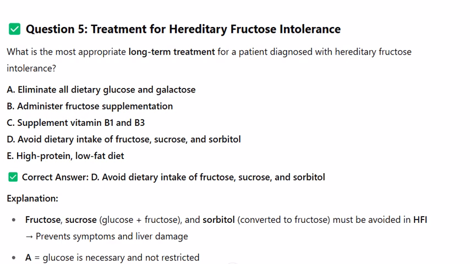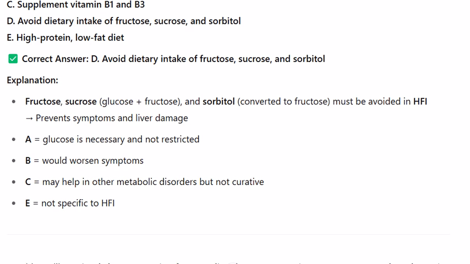Explanation. Fructose, sucrose, which is glucose plus fructose, and sorbitol, which is converted to fructose, must be avoided in HFI to prevent symptoms and liver damage. A is wrong: glucose is necessary and not restricted. B would worsen symptoms. C may help in other metabolic disorders but is not curative. E is not specific to HFI.